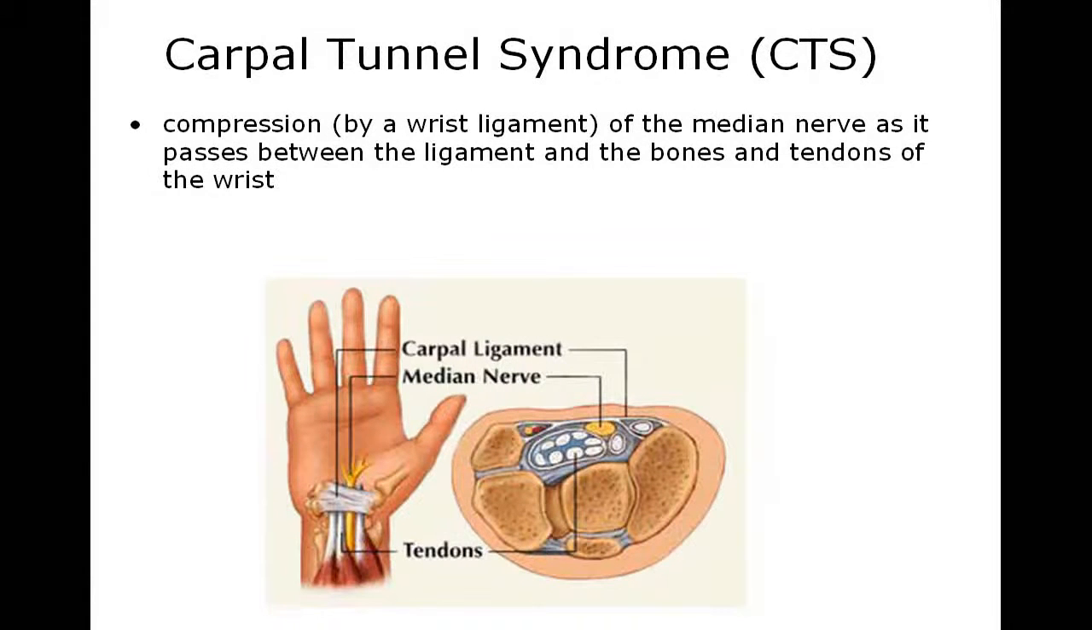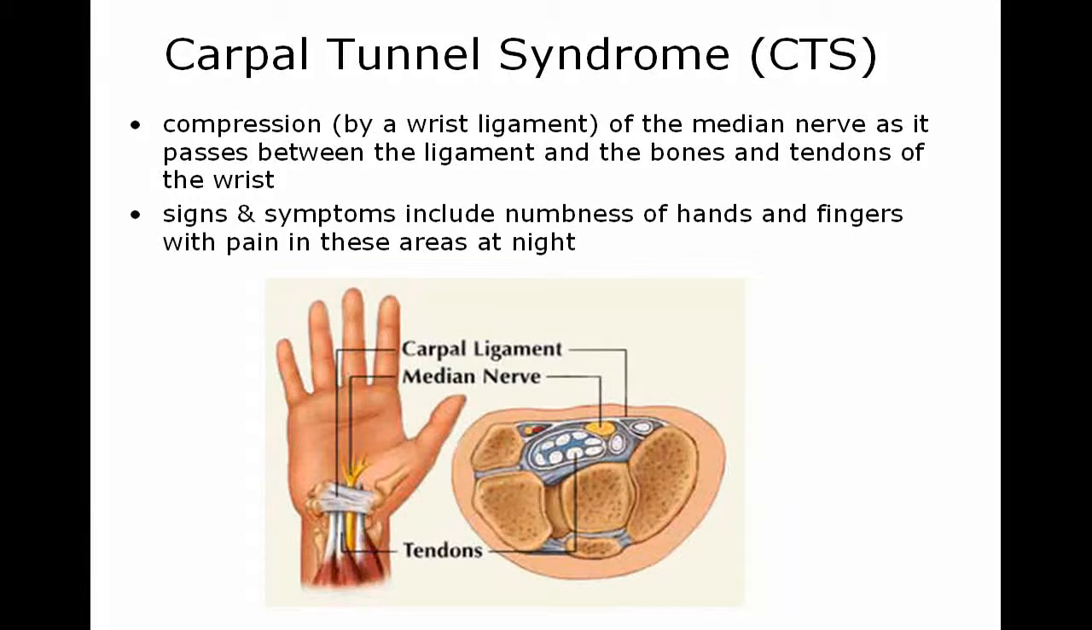It's compression of the median nerve as it passes between the ligaments, the bones, and the tendons in the wrist. The compression is by that wrist ligament, and the nerve is kind of caught between those other structures. The symptoms will be because of nerve damage, and the hand and finger will become very numb and even painful, especially at night. The person may have it in both hands, or it may just be in one hand, the hand that they use the most.